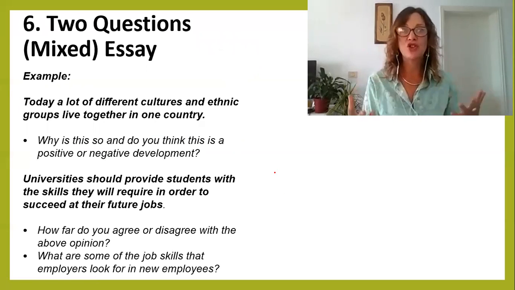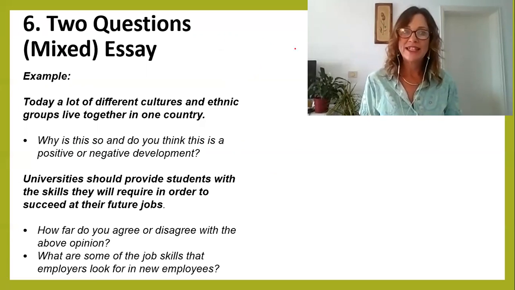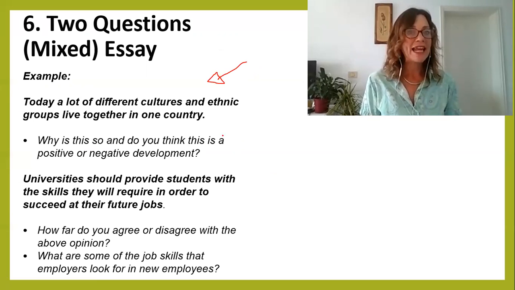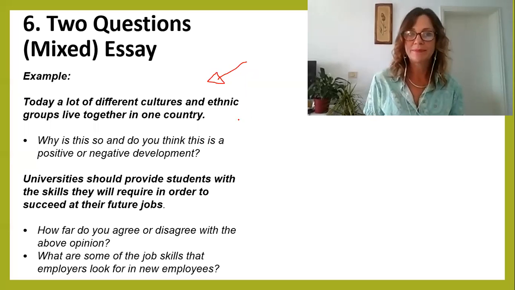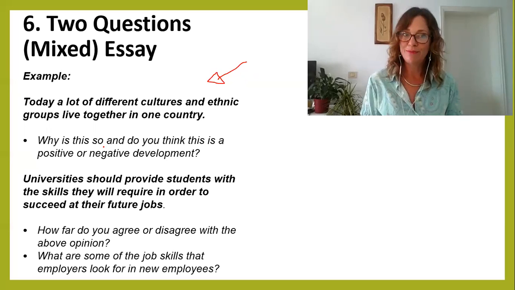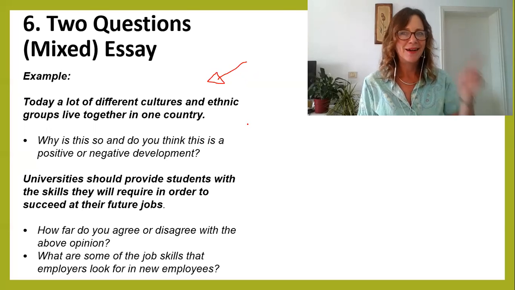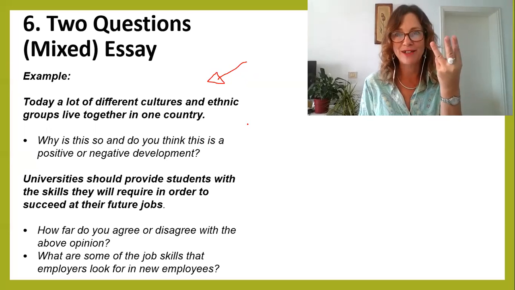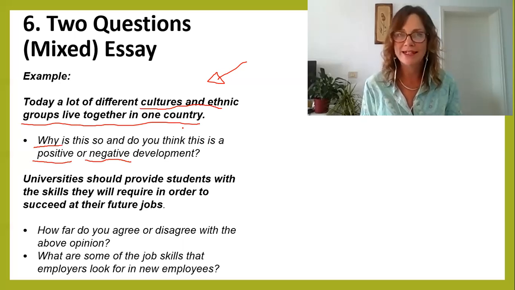Okay, you might have a 2-question or a mixed essay. Let's have a look at these ones. Let's look at the example together. Today, a lot of different cultures and ethnic groups live together in one country. Why is this so? And do you think it is a positive or negative development? Okay, so they're asking you actually for 3 parts of this essay. They're asking you about the why. So why do different cultures and ethnic groups live together? And then they're also asking you whether you think it's positive or negative.